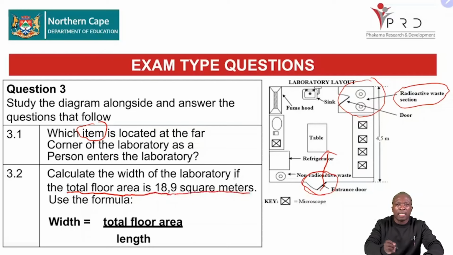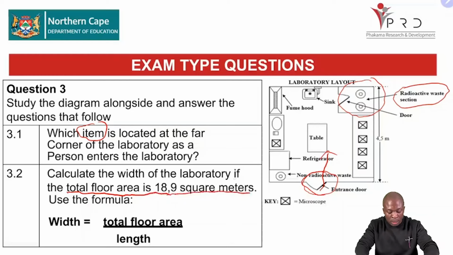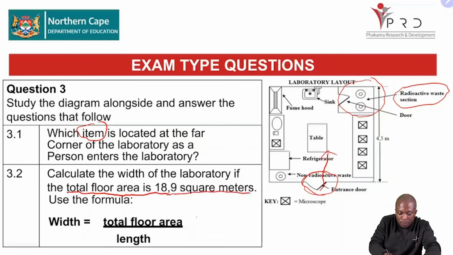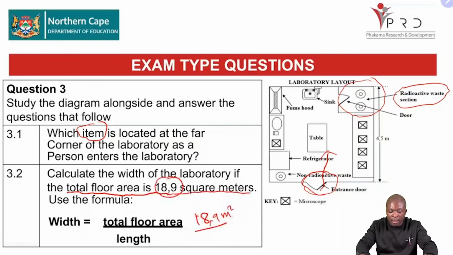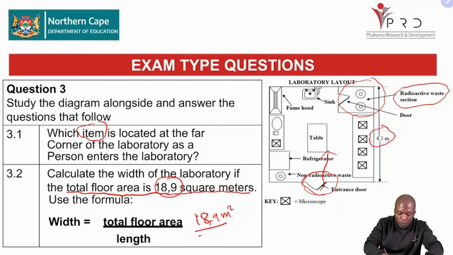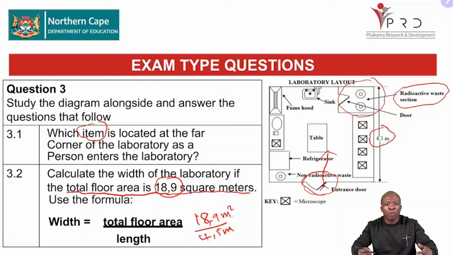So you see here, the examiner gave us the formula. It says to find the width, you must divide the total area. What's our total area again? Good, very good. 18.9 meters squared. They said we must divide that by the length. Where are we going to get the length? You go to the diagram. Look, there it is. What is the value? 4.5 meters. So being able to substitute these values already give you marks.